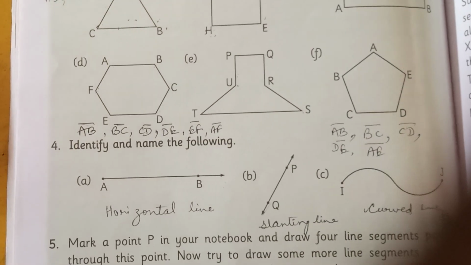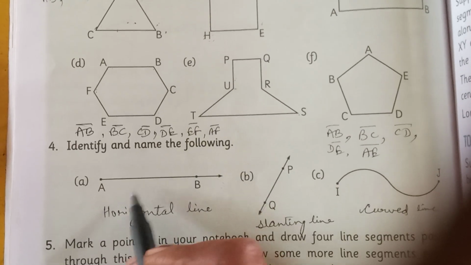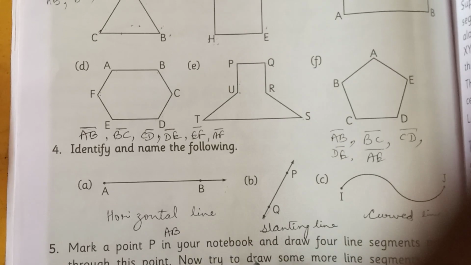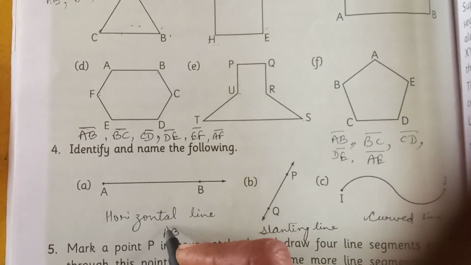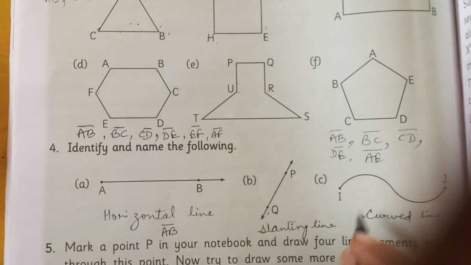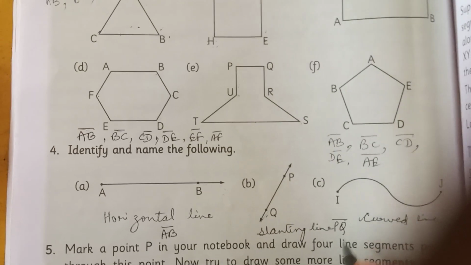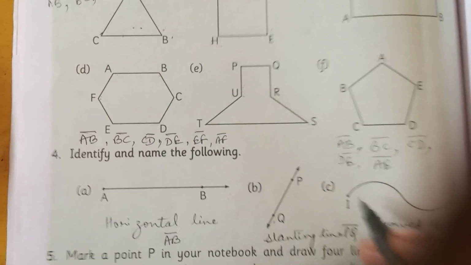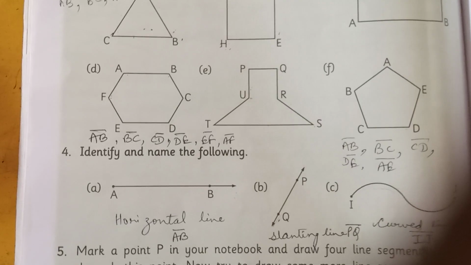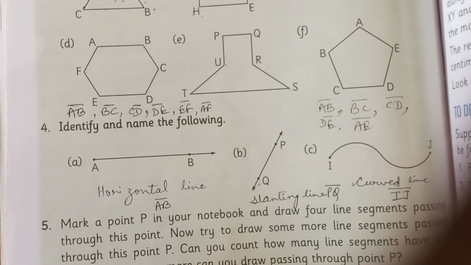Now children, you have to write their names also. Name the following. So here the name is AB, horizontal line AB. Okay, it's a line segment. Now this slanting line, name it PQ. Now the curved line name is IJ. So you write here IJ. I hope it is clear.